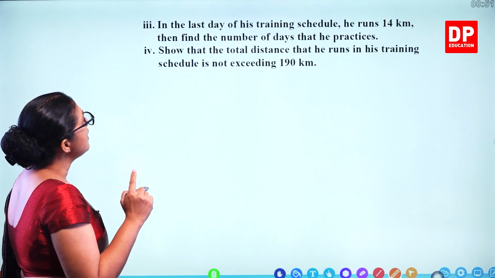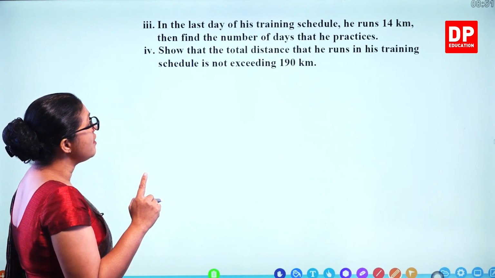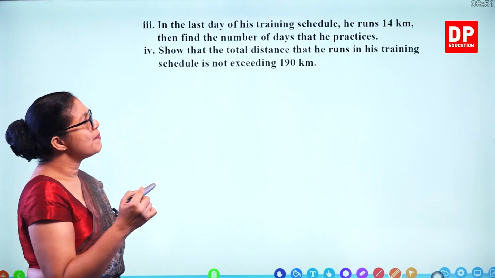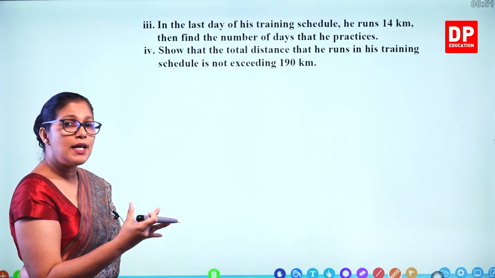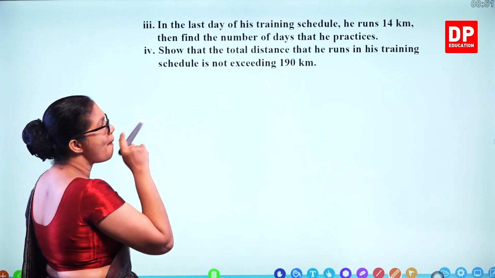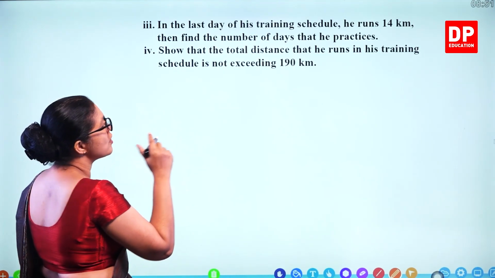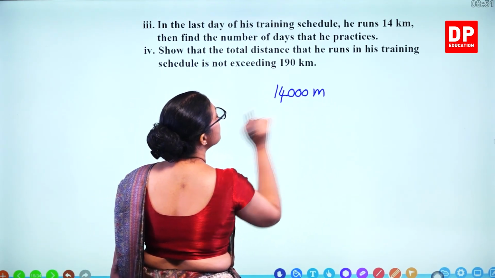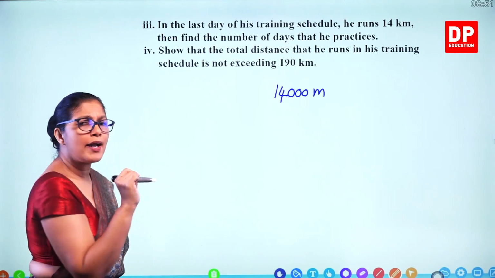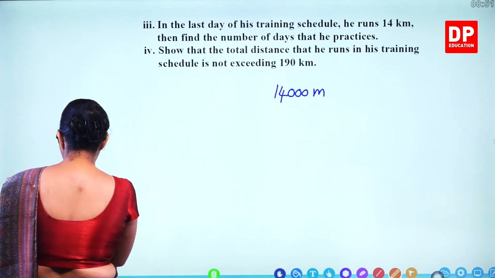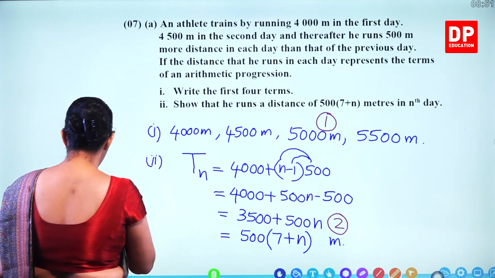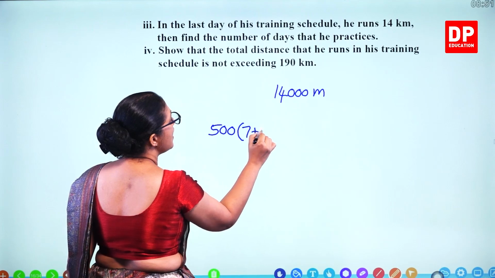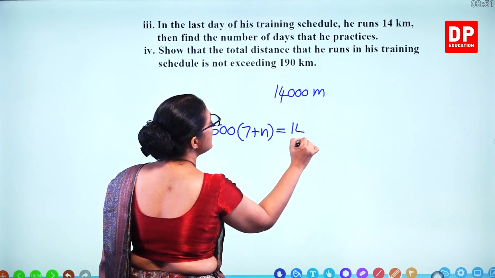Part 3. On the last day of his training schedule, he runs 14 kilometers. Then find the number of days that he practices. Earlier it was given in meters, so we have to convert to meters here. So multiply by 1,000. So 14,000 meters is the last term. So you can plug it into the nth term formula. We found the nth term is 500 times (7 plus n). So 500 times (7 plus n) is equal to 14,000.